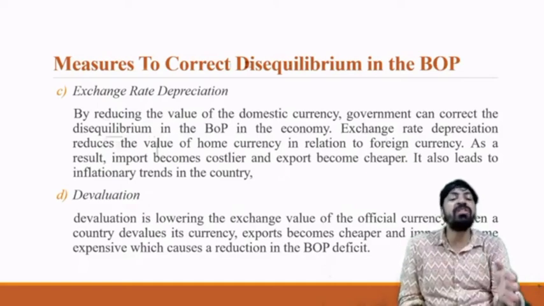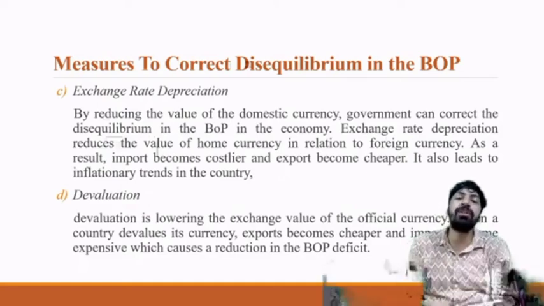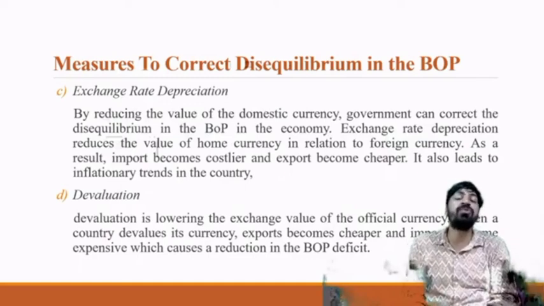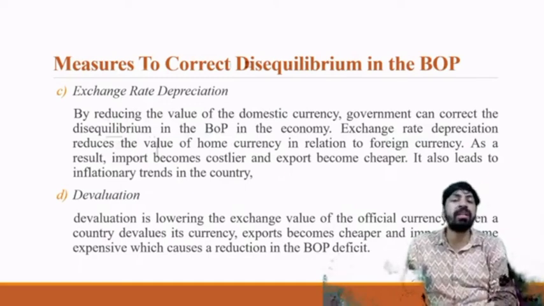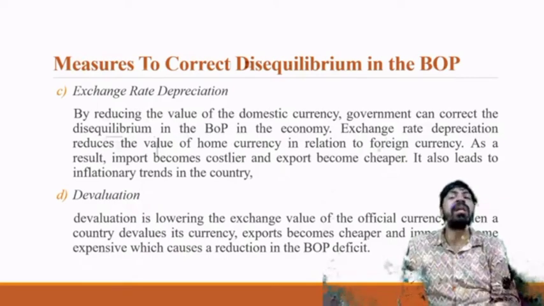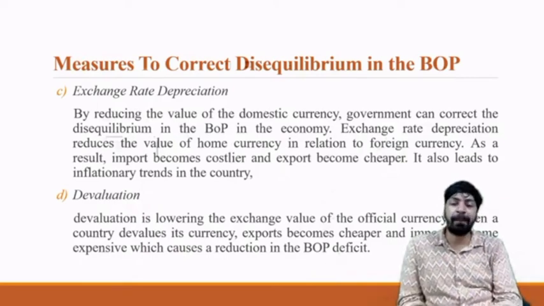So devaluation is also one of the measures to correct disequilibrium. Reducing the exchange rate is also a measure to improve the disequilibrium situation that arises from the balance of payment.